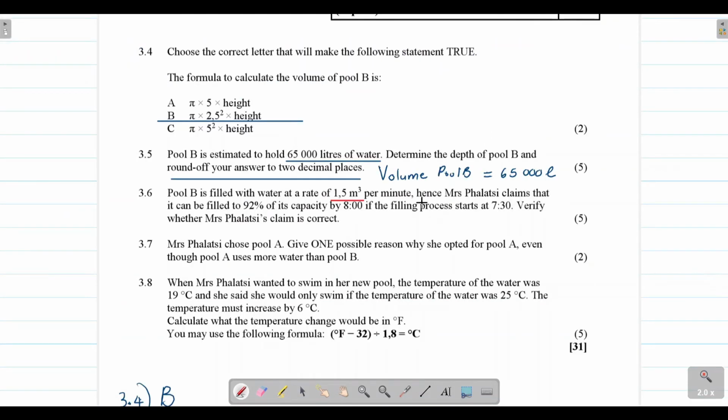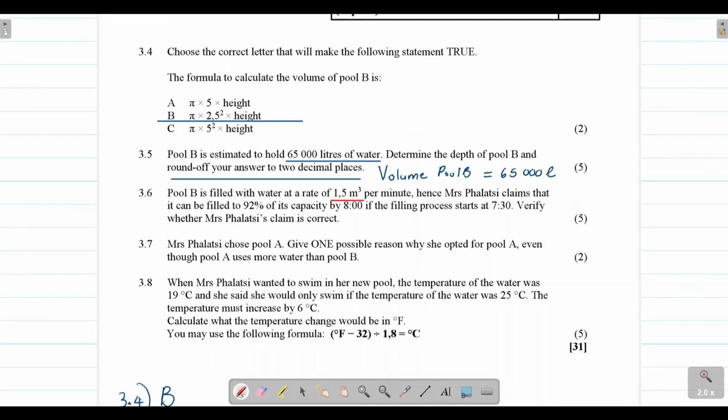And then they say, hence, Mrs. Palati claims that it can be filled to 92% of its capacity by 8 a.m. if the filling process starts at 7:30. Verify whether Mrs. Palati's claim is correct. So in this question, what we first need to do is, if they say that pool B is going to be 92% full, right?